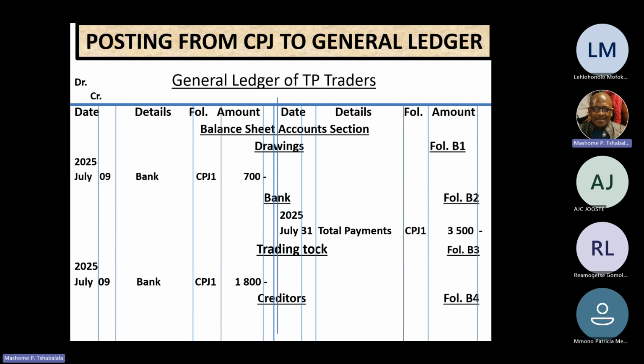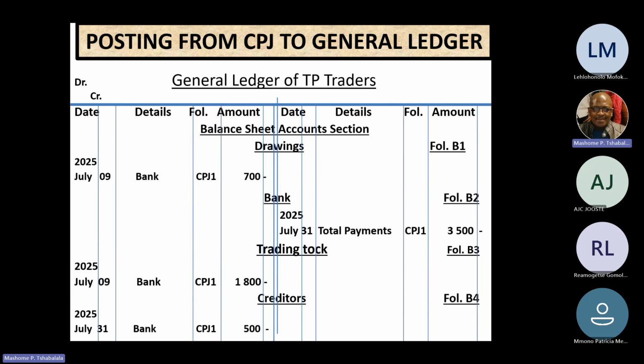Now here we are having drawings only, we don't have capital, but then we have bank and the trading stock, which fall under the assets. Then we have the creditors, which fall under the liabilities. It means they fall under the balance sheet account section. Then you can see all other accounts are debited, except the bank account, which is credited. Once you have a transaction that shows that bank has been credited and other accounts have been debited, it means you have applied the double entry principle.